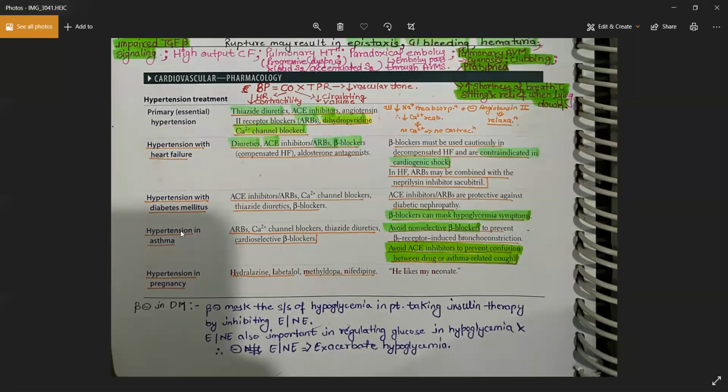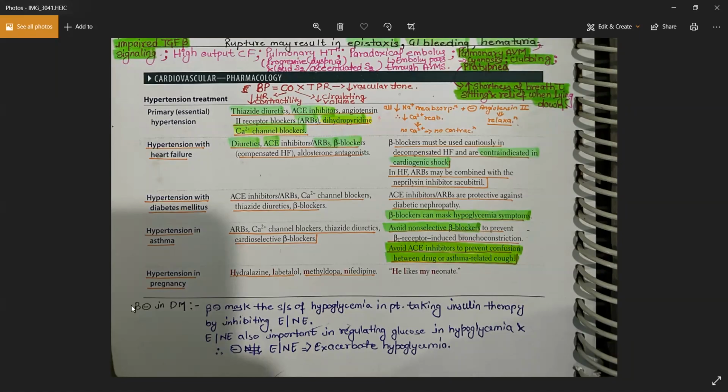Then comes hypertension in asthma. You cannot give the non-selective beta blockers. You have to give the patient only cardio-selective beta blockers. ACE inhibitors, angiotensin converting enzyme inhibitors, cannot be given. Why? Because they inhibit the degradation of bradykinin also, and bradykinin can cause worsening of the asthma by increasing the cough. So ACE inhibitors cannot be given. ARBs, calcium channel blockers, thiazides, and cardioselective beta blockers are what you will use in hypertension with asthma.